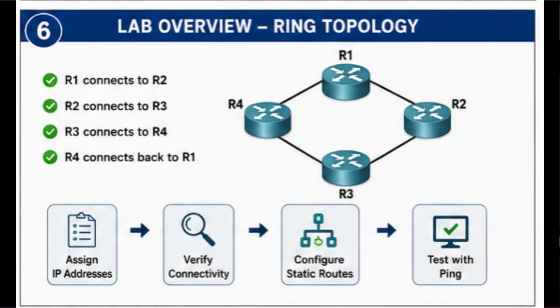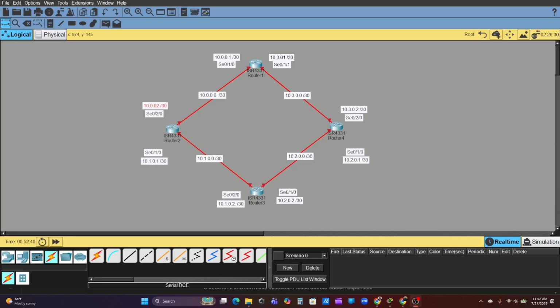Here's our ring. Router 1 to router 2 to router 3 to router 4, then loops back to 1. 4 routers, 4 links, each link in its own /30 subnet. You can see between router 1 and router 2 is 10.0.0.0. Between router 2 and 3, 10.1.0.0. 3 and 4, 10.2.0.0. And 4 and 1, 10.3.0.0. Notice each router has 2 interfaces, one to each neighbor in the ring.